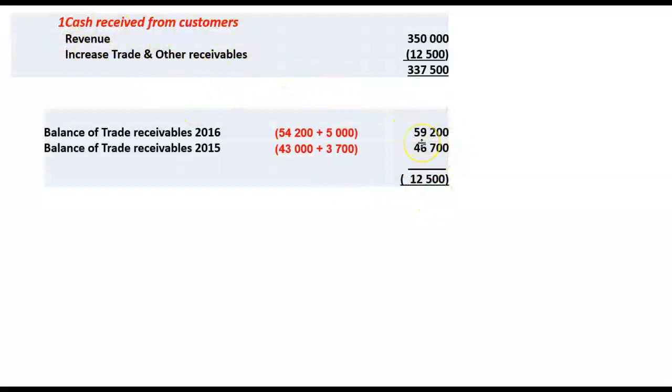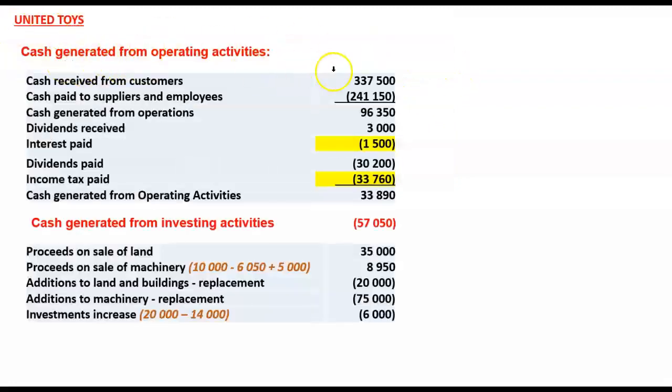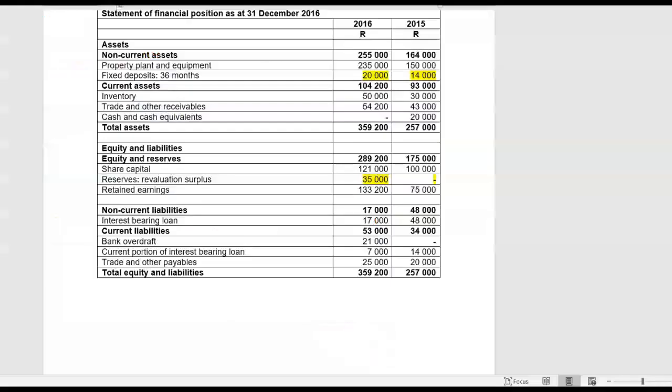It was an increase in debtors, so therefore an outflow of cash. So our net cash inflow from customers equals 337,500, and we go and dump it where we should, 337,500. Cash paid to suppliers and employees, that's our next calculation.